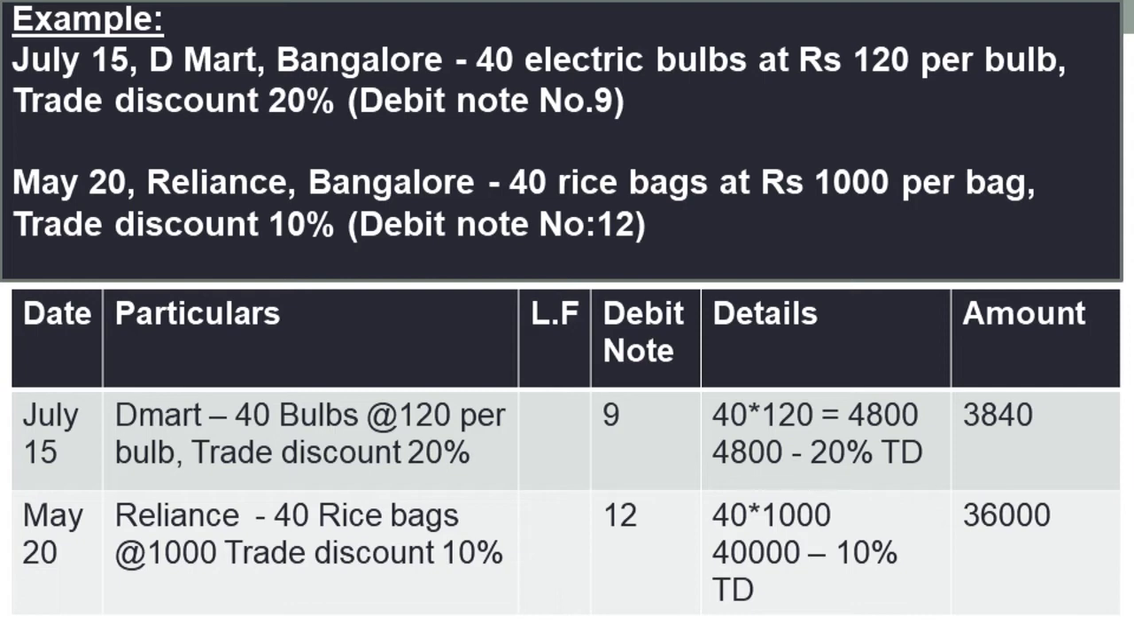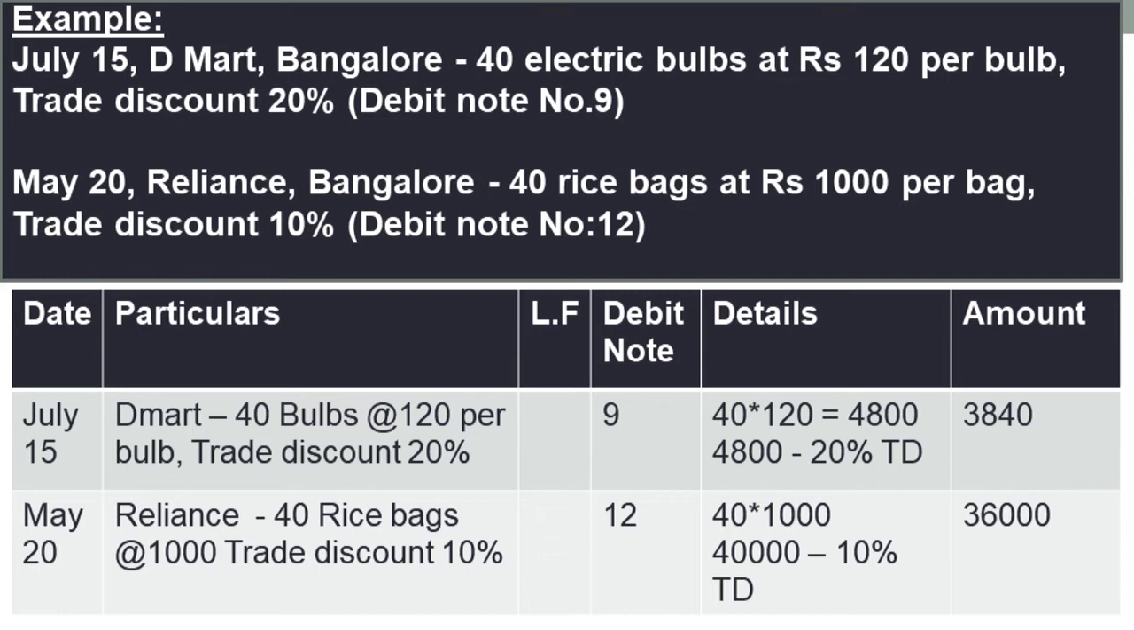In the debit note column, we'll mention the debit note number, that is 12. In the details column, we'll mention the calculations. That is, we have purchased 40 rice bags at 1000 per bag. So I have mentioned 40 into 1000, which comes to 40,000. And also we have received 10% trade discount. So we have to deduct 10% trade discount amount from 40,000. So that comes to 36,000.